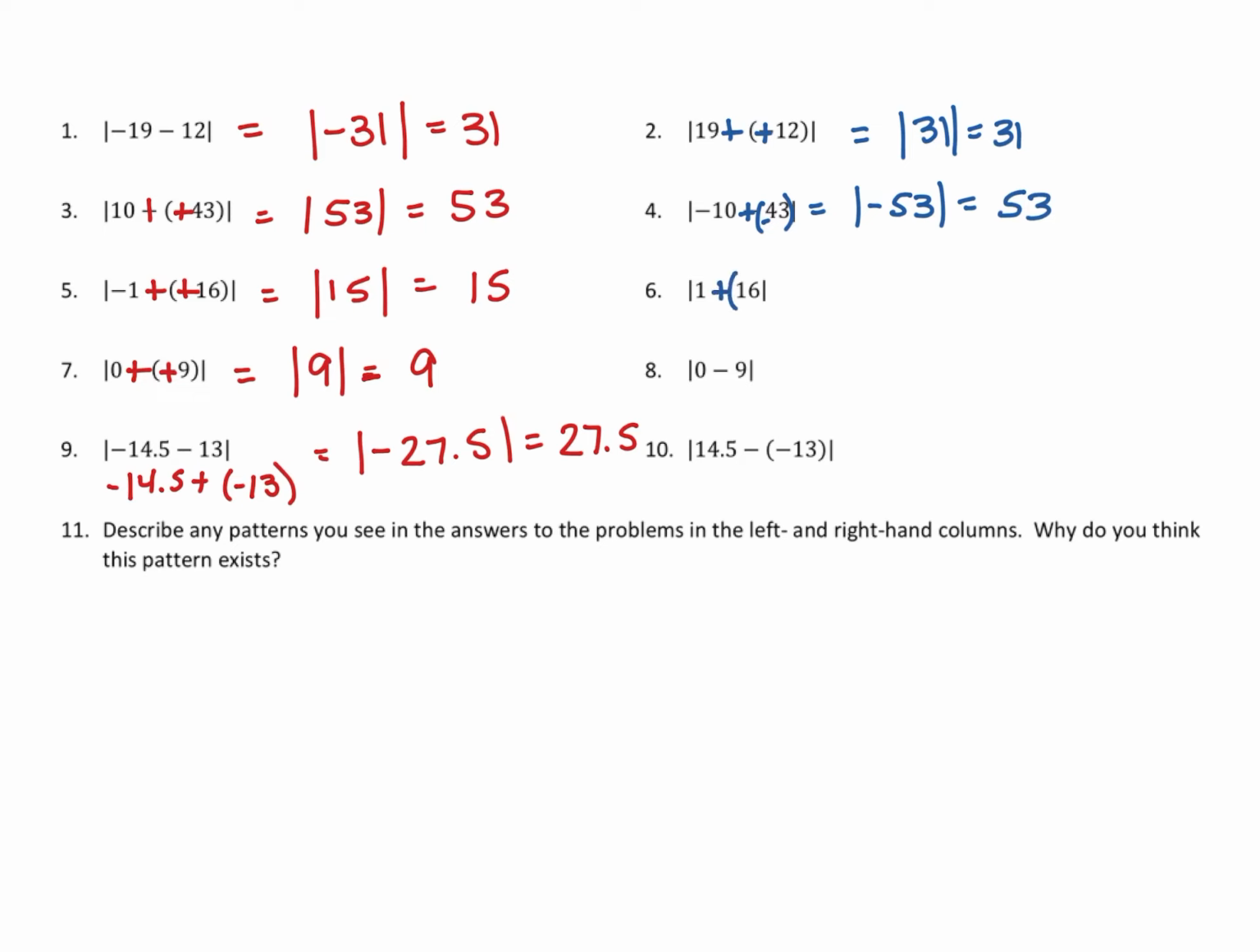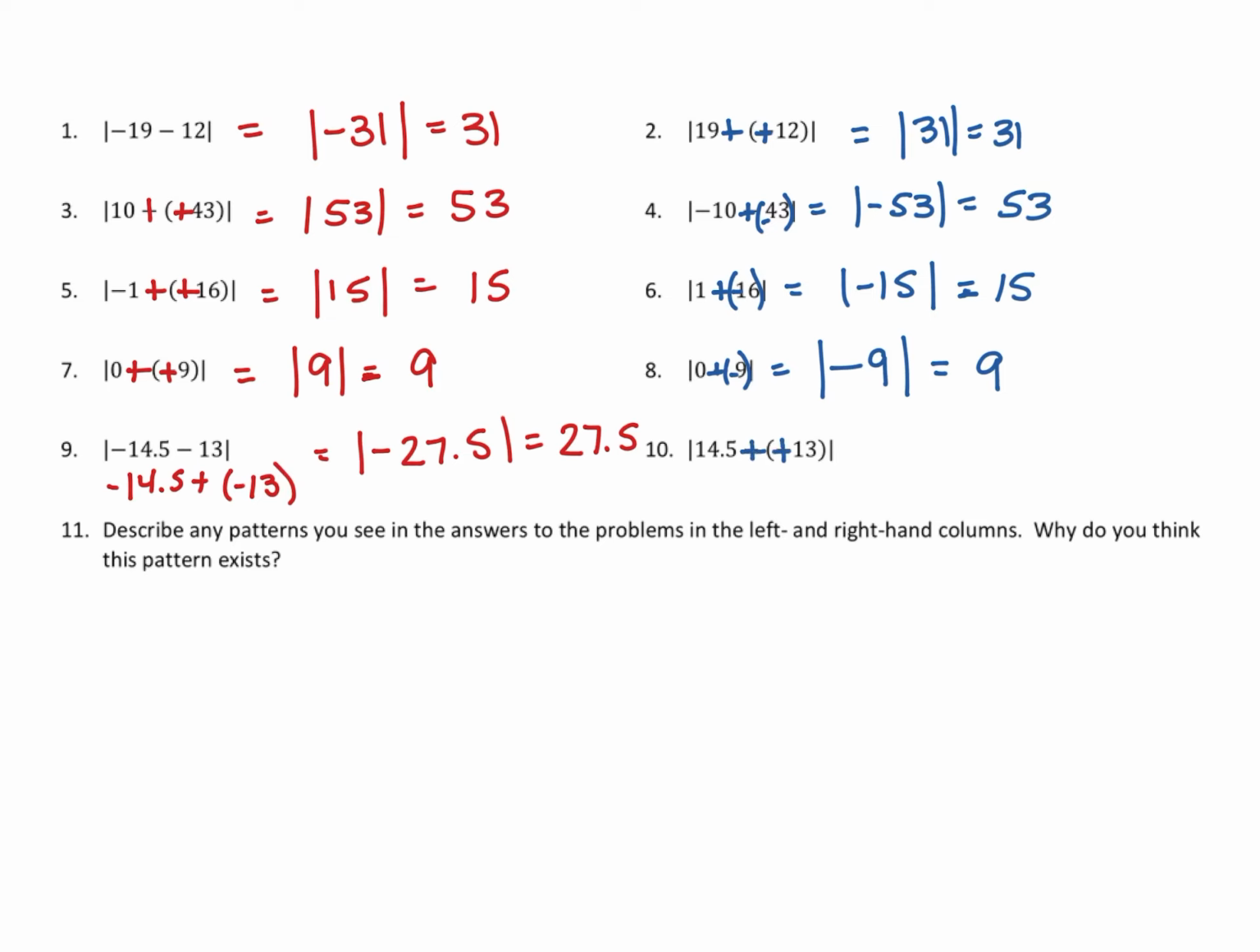1 plus negative 16 gives us negative 15 in absolute value. So our final answer comes out as a positive 15, because absolute value is a distance from 0, and we always measure distance as positive. 0 plus negative 9 is negative 9. Negative 9 is 9 away from 0.